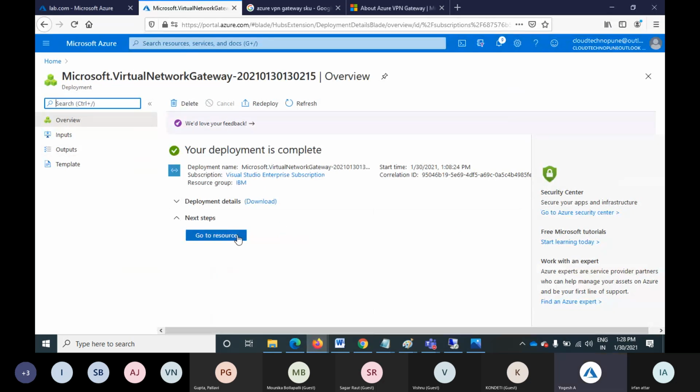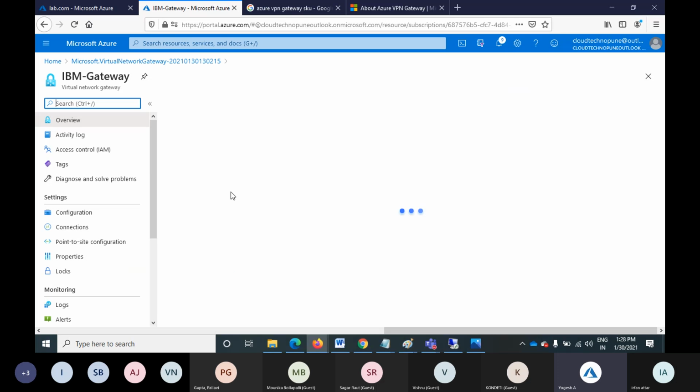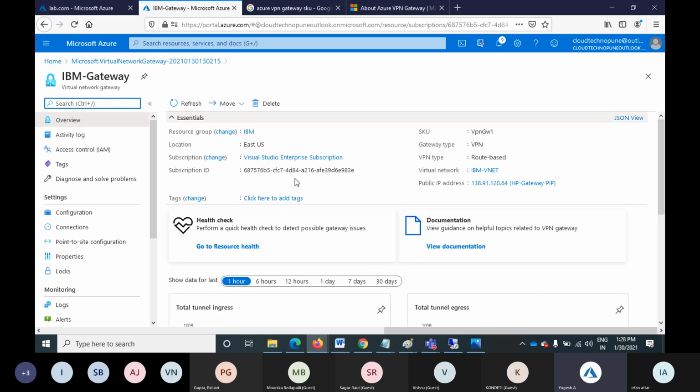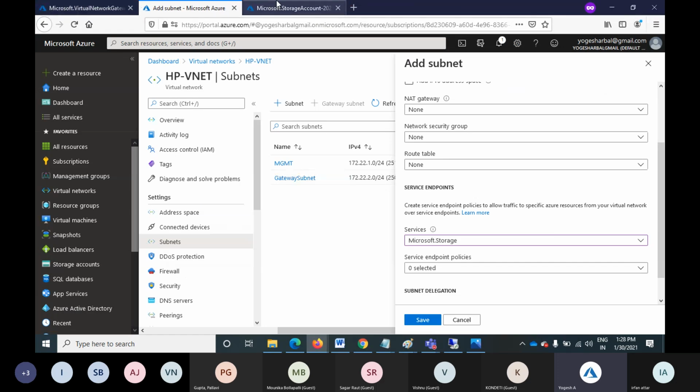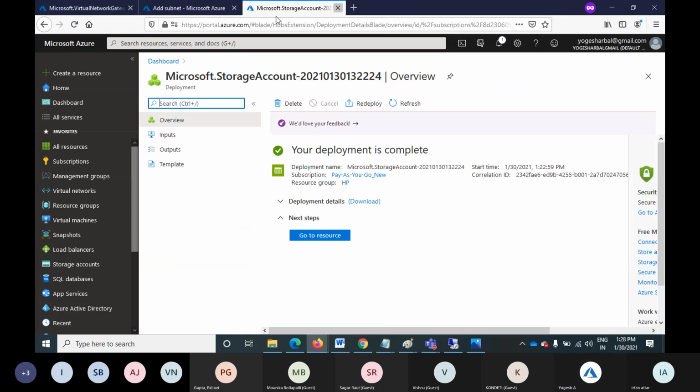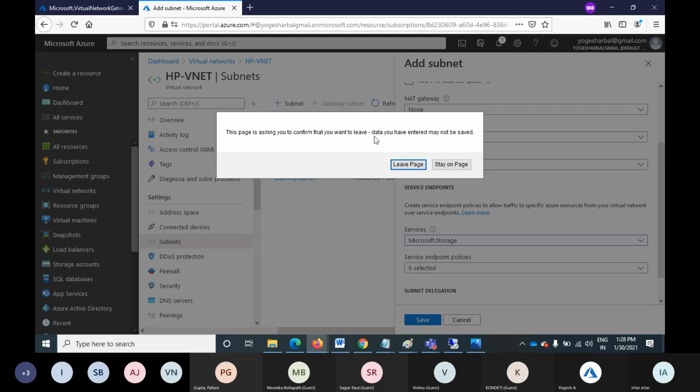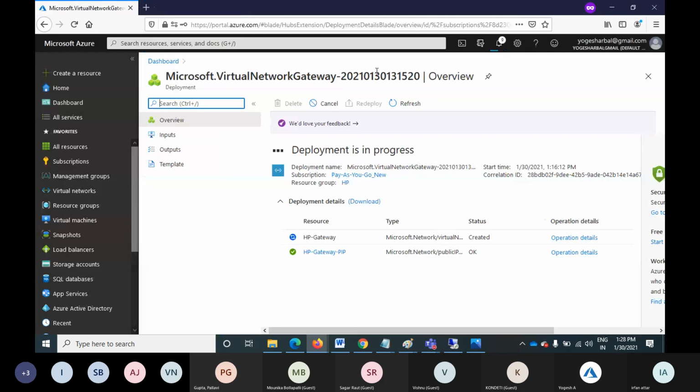Okay, so this is the VPN gateway, and that VPN gateway is deployed and configured on the IBM side. Let me check the HP side. What is the status? Okay, so it is still pending. So we need to wait. Then we'll collect all the information, the public IP and local network, and then we'll create connections using the local gateway.